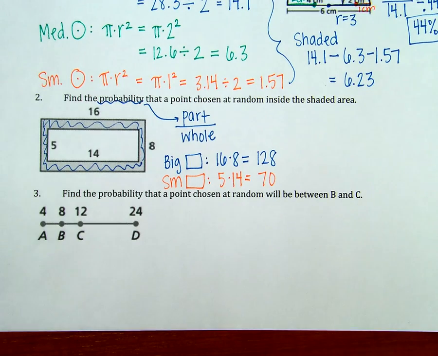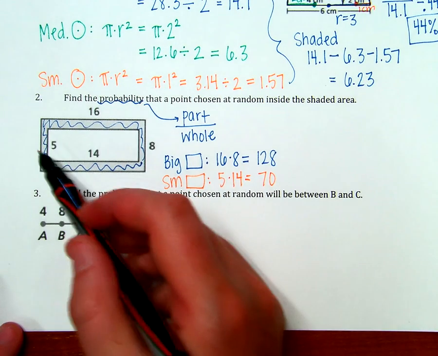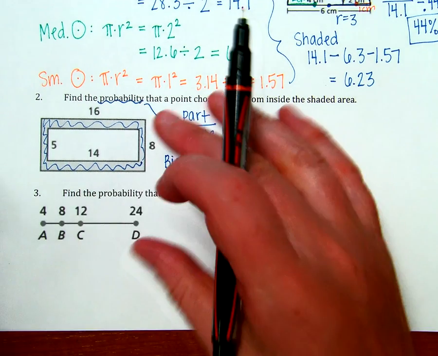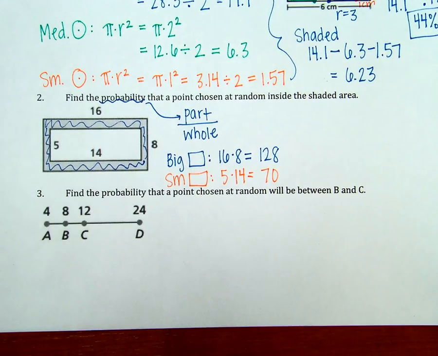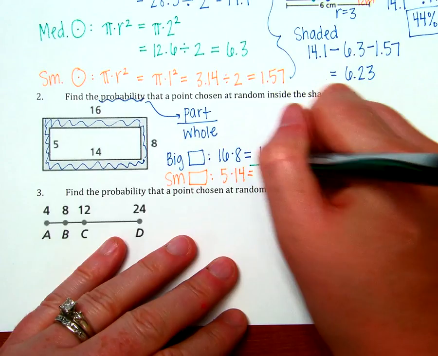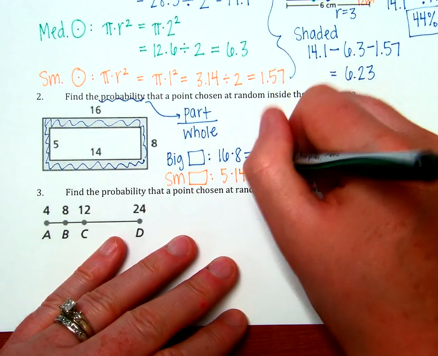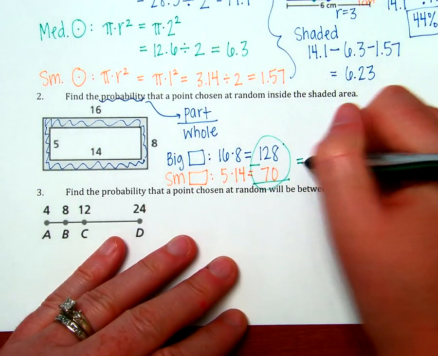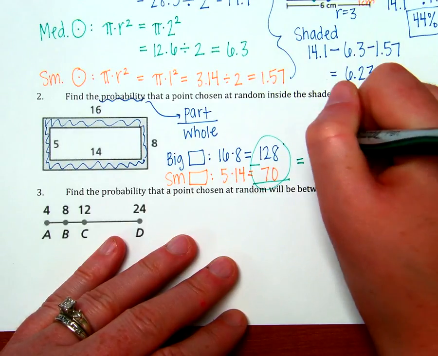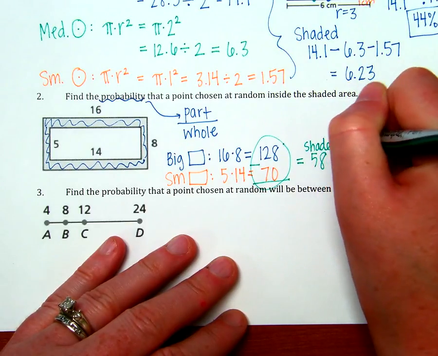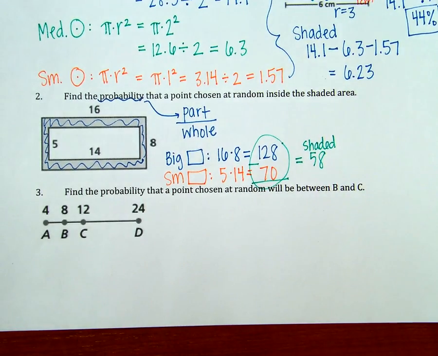Now, with the big rectangle and the small rectangle, the way that I get the shaded part is by taking this big one, but taking out the small one. Taking out in math means subtract. So I've got to do 128 minus 70 right here. When I do 128 minus 70, that gives me a shaded portion of 58. So the shaded part is 58. All right, that's the part that I care about.